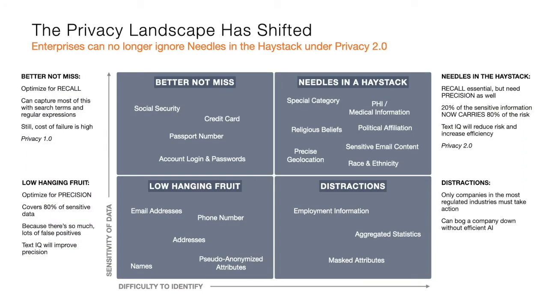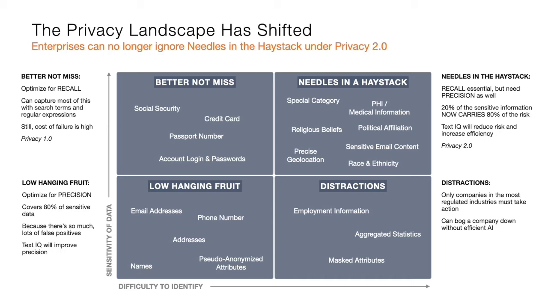Moreover, the privacy landscape has shifted. Here you see a graph of sensitive information where the further up and right you go, the more sensitive and difficult to identify the personal information becomes. As a caveat, the placements of particular personal information varies by industry, company, and situation. But the point remains that some personal information that is extremely difficult to identify has now become under focus in the new regulatory landscape of Privacy 2.0.